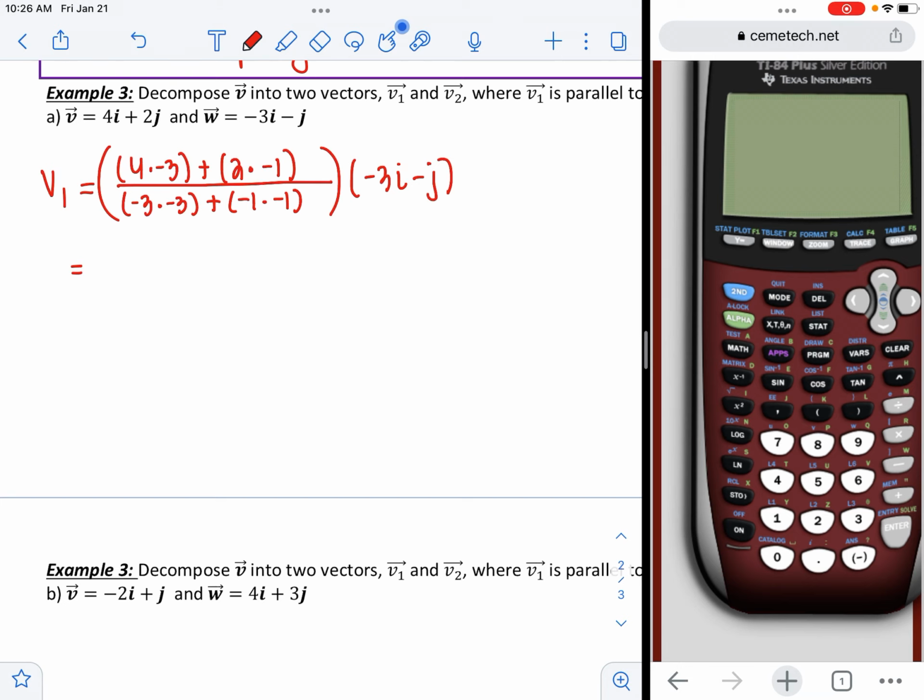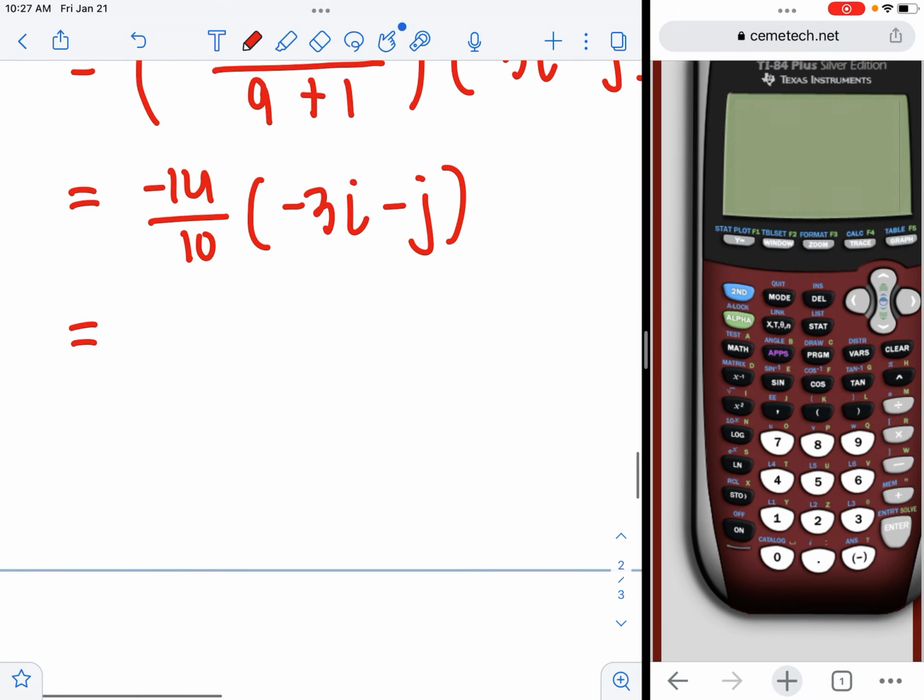All right, so let's get this cleaned up here. Negative 12 plus negative 2 over 9 plus 1 times negative 3i minus j. And you don't want to overuse your calculator because you don't want to turn this into a decimal. You still want it to be a fraction. So I have negative 14 over 10 times negative 3i minus j. But negative 14 over 10 is simplifiable. They're both even, so 2 goes into both. Negative 7/5 times negative 3i minus j.